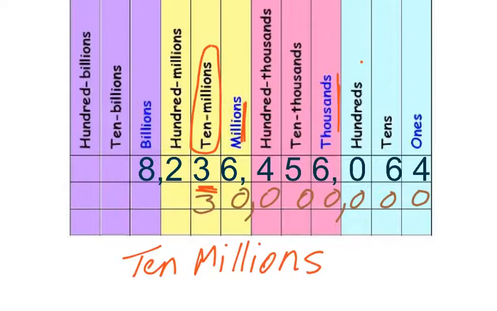And so a 3 in the 10 millions place is worth 30 million. And it looks just like 3 with 1, 2, 3, 4, 5, 6, 7 zeros after it. So 30 million is what we would have written down for number 2. Okay, take a moment and get that down on your paper as well.